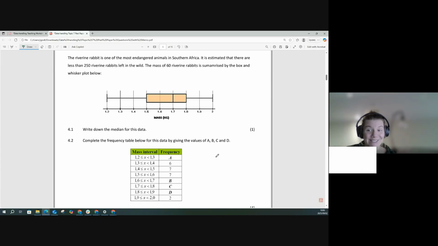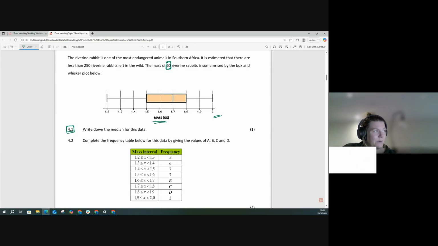My students hated this question when I gave it to them in class. That's why I'm keen to give it to you. I can torture you as well. A riverine rabbit is one of the most endangered animals in southern Africa. It is estimated that there are less than 250 of them left in the wild. The mass of 60 of the rabbits is summarized by the box and whisker plot below. So they've told us that we are looking at 60 rabbits. And this is our box and whisker. And this is our mass in kilograms.